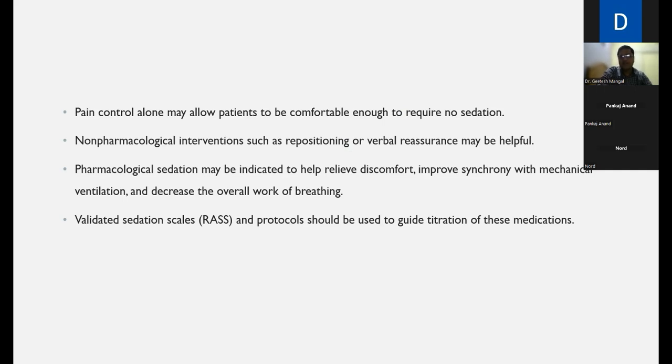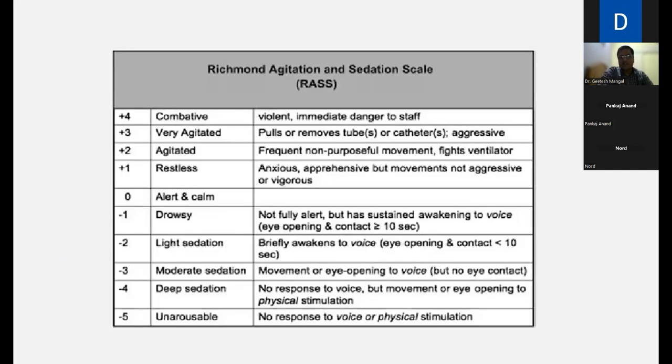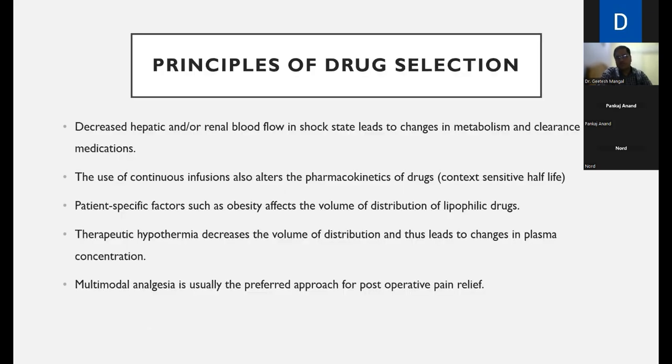Pharmacological sedation may be indicated to help relieve discomfort and to improve synchrony in patients who are on a mechanical ventilator, and it helps in decreasing the overall work of breathing also. So validated sedation scales have to be used, and protocols have to be laid down to help nurses deliver the sedation in a titrated manner at the bedside. The most commonly used scale is the RASS scale for sedation. The target is to have a patient who is under mild sedation, that is from -1 to -2. That is good for all mechanically ventilated patients, unless he has severe ARDS or some other indication to keep him deeply sedated. So, coming on to the choice of drugs.